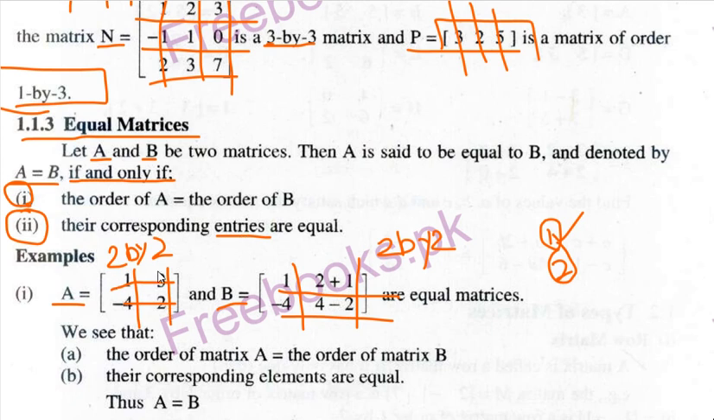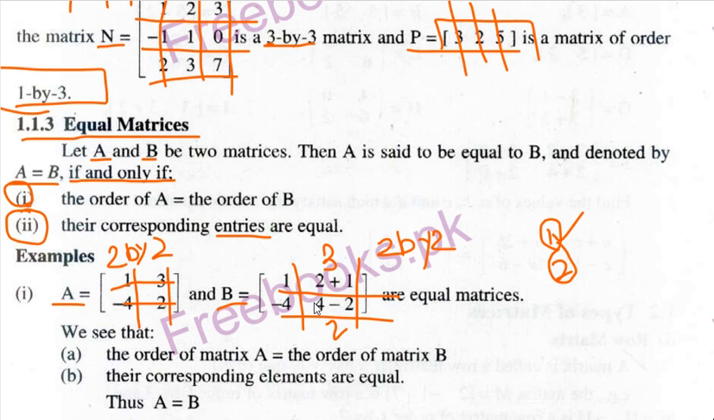Elements of A: 1, 3, -4 and 2. Elements of B: 1, 2 plus 1, and we know that 2 plus 1 is 3; -4, and 4 minus 2, and we know that 4 minus 2 is 2. So the elements of B are 1, 3, -4 and 2. Entries of both matrices are equal.